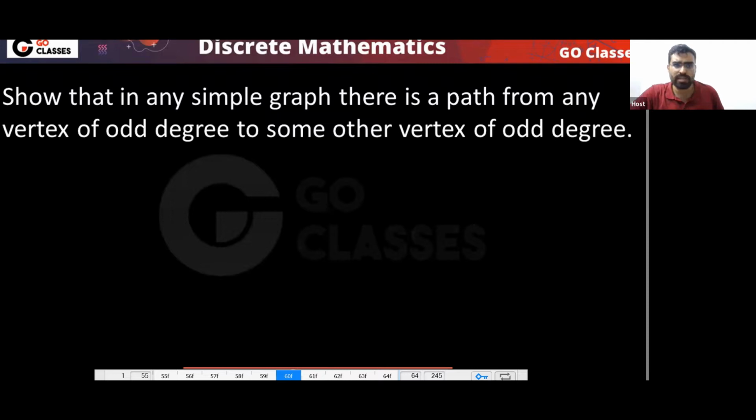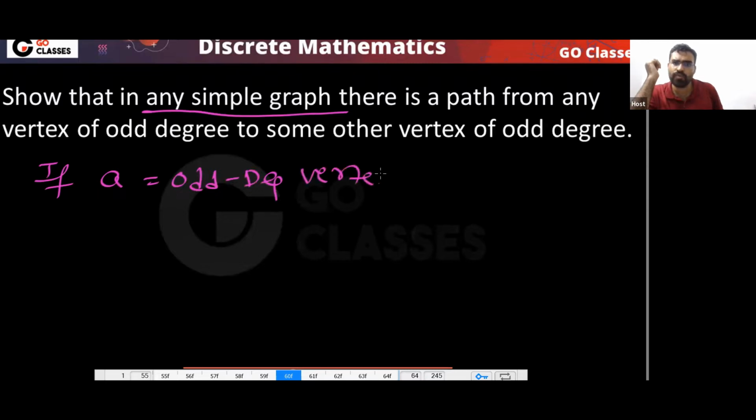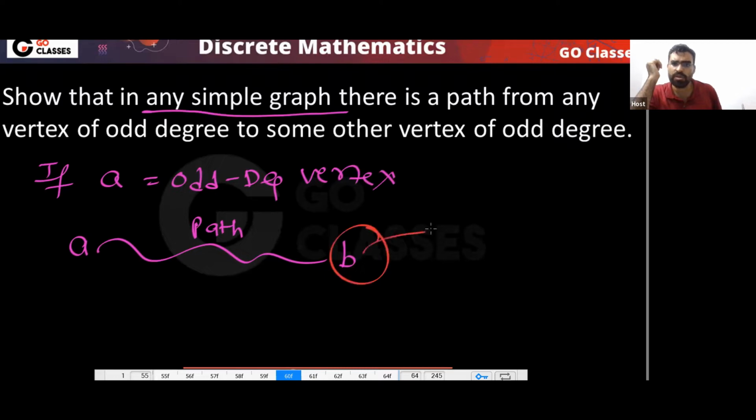The same question they can ask you like this: show that in any simple graph, there is a path from any vertex of odd degree to some other vertex of odd degree. Basically, whatever simple graph you take, there should be a path from an odd degree vertex to some other odd degree vertex. For example, if A is an odd degree vertex, then definitely you will have a path to some other odd degree vertex.